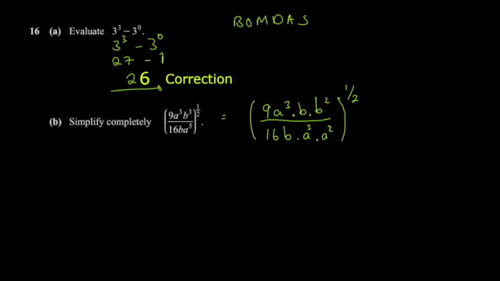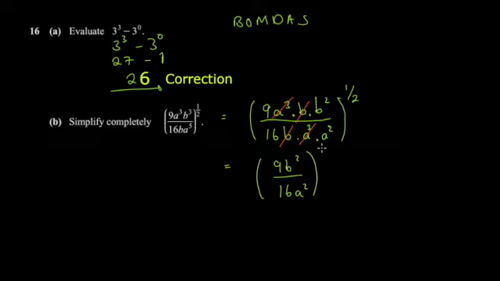The reason I did it was so that we can be clear on what parts cancel. For example, this one cancels this one, and also this one cancels this one. So what you'd get actually is 9b squared over 16 a to the power 2.